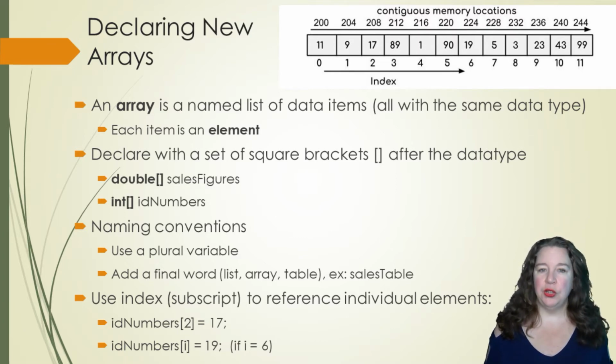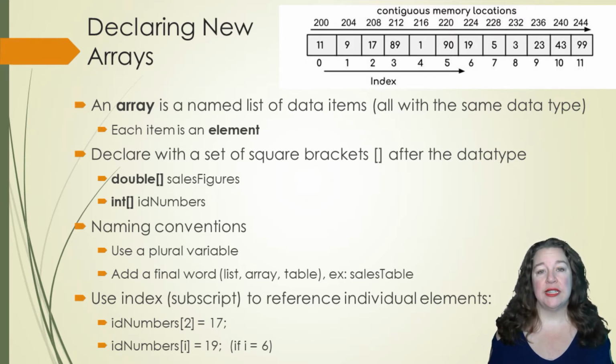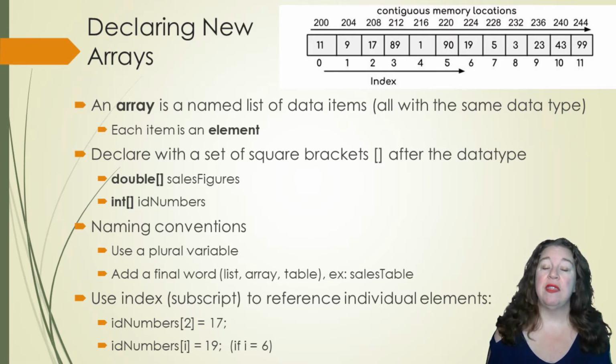When we declare a new array, we declare it with a set of square brackets after the data type. So if I wanted an array of doubles, I would say double, open and close brackets. I would say integer, open and close brackets, and then give it the variable name. The variable name, sales figures, ID numbers, that's what you're going to reference each of the individual elements or the array as a whole, depending on how you're using it.